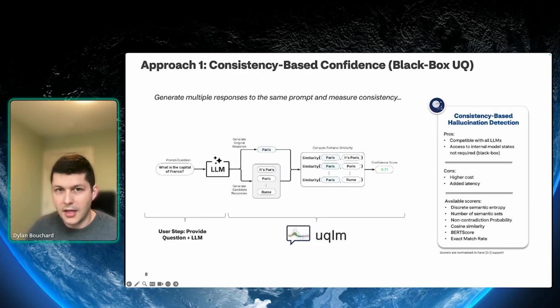So an obvious disadvantage of this collection of methods is that you have to pay for these extra generations, so it does add some cost, and these comparisons take time, so it can add some latency. But the nice thing is that they operate only on the outputs of the LLM, and so they're compatible with any LLM. You can use whatever LLM you want with this collection of methods.